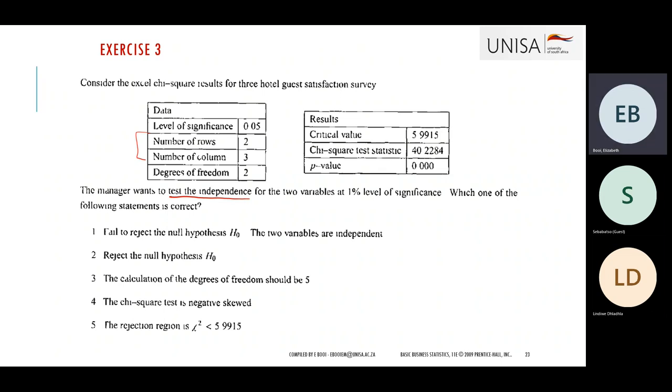Right. So therefore, it means we need to do certain things. So we're looking for the correct statement. Which one of the following statements is correct? Number one says we fail to reject the null hypothesis. So therefore, it means we should look at the test statistic and the critical value. So on our bell-shaped curve, we create our critical value. They gave us 5.9915. That is our critical value. Our test statistic is 40, so it will fall somewhere in there.